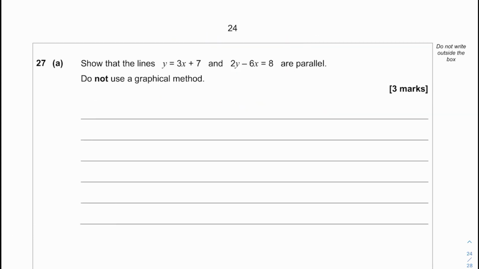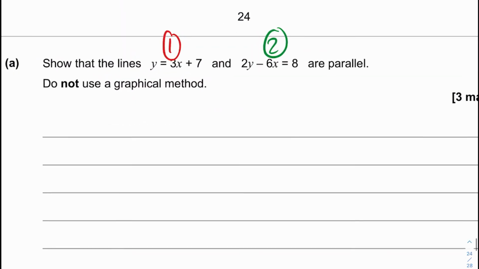Okay, for question 27a, we are given two lines, y equals 3x plus 7 and 2y take away 6x equals 8, and we need to show that they are parallel, okay, and don't use a graphical method. So the first thing to do is to find the gradient of, I'll call this line 1 and I'll call this line 2.